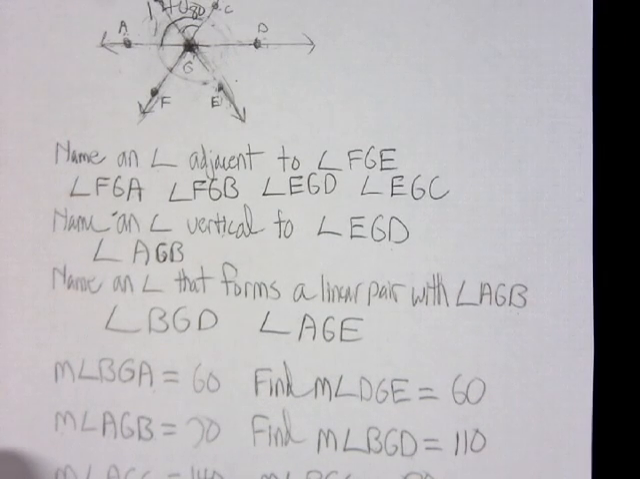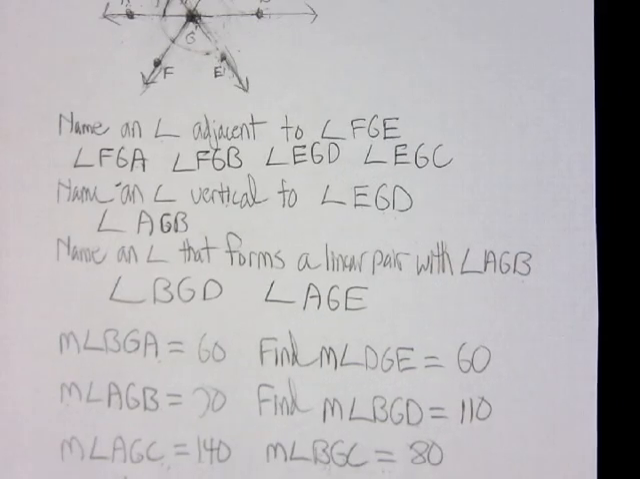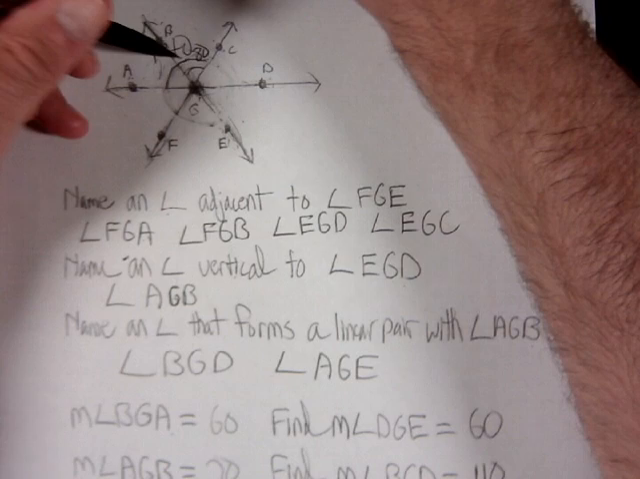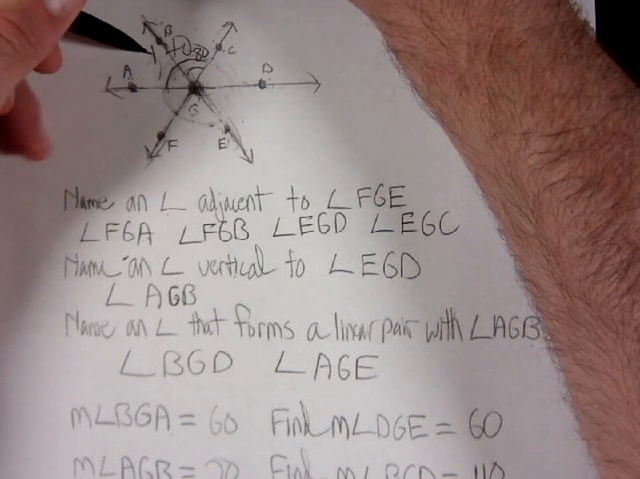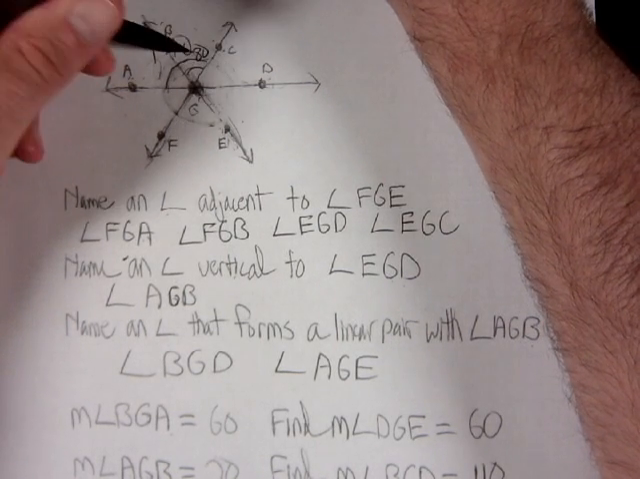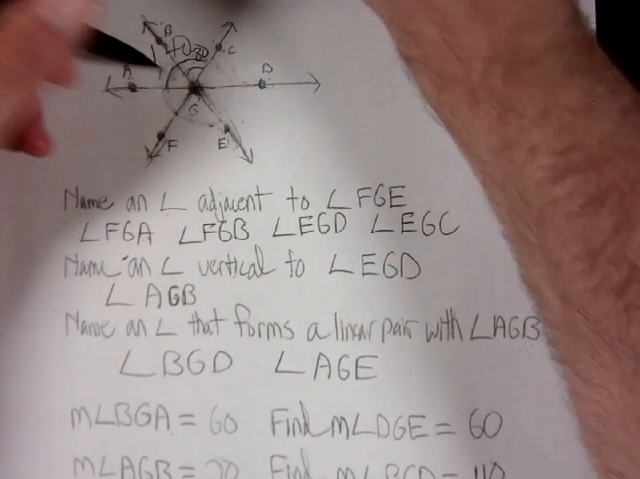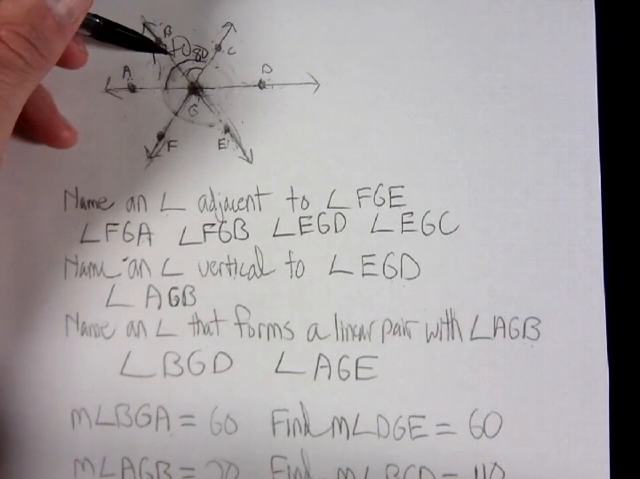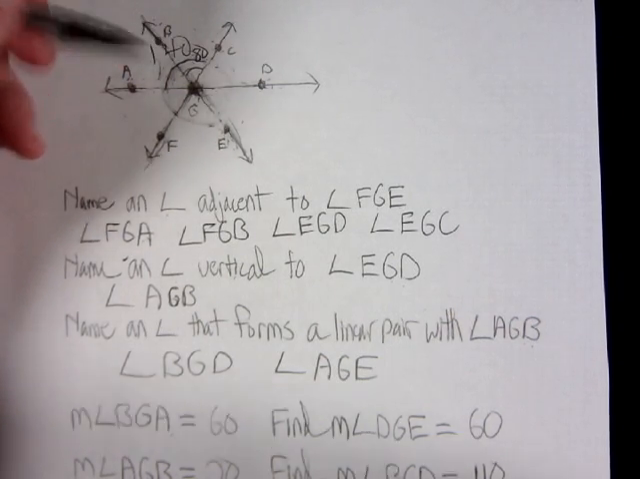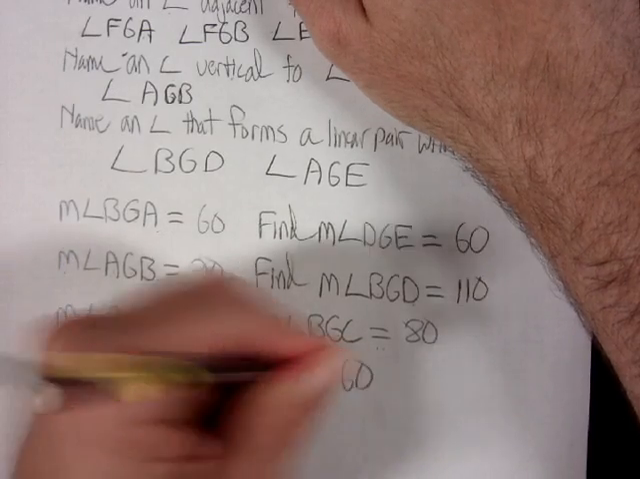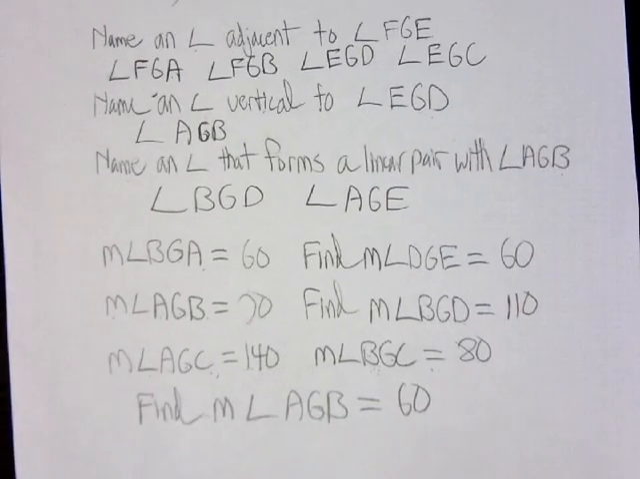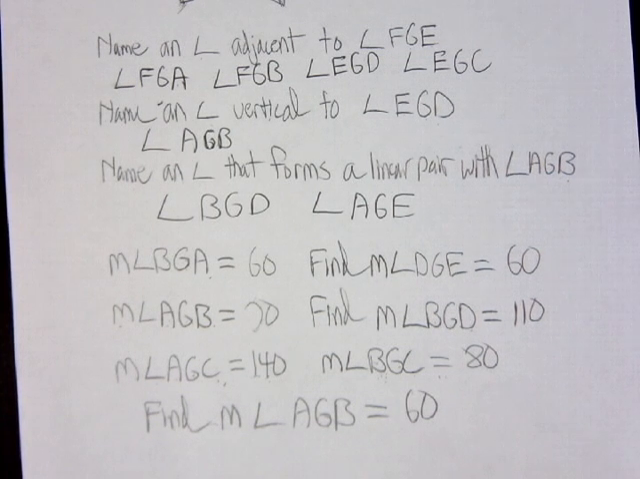And if this is 80, then the question is to find the measure of angle AGB. Well, remember, these two together should add up to 140 by the angle addition postulate. And so what plus 80 adds up to 140? 60 plus 80 will add up to 140. If you subtract those two, then you will find that that's 60 degrees. So there you go. Keep everything that we learned in mind now while you're doing your quiz for this section.